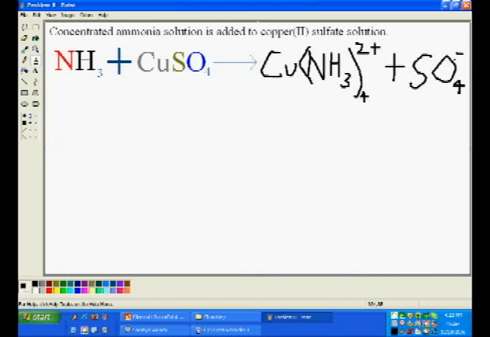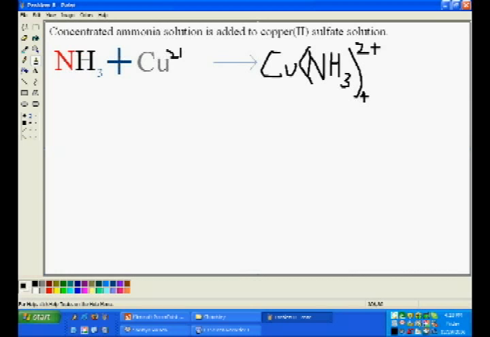Now, because copper sulfate is in solution form, it will dissociate, which means that this sulfate over here and that over here will both go away. They become spectator ions. So, if you just delete these, these are gone. This copper is 2 plus, and that is the answer.